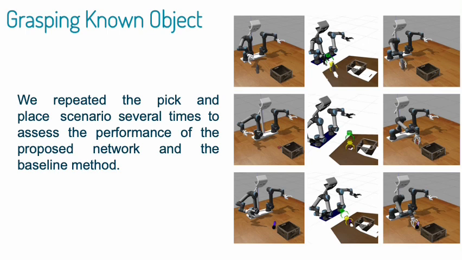We randomly present 10 objects from each of the classes and instruct the robot to perform the pick and place scenario. We repeated this scenario several times to get a clear indication of the performance of the proposed networks and the baseline method. We found that, although both the GraspCaps network and the ablated network achieved a similar classification performance, the GraspCaps network outperformed the ablated network by a large margin in terms of grasping success.